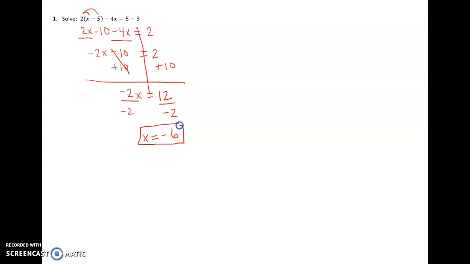So make sure you're taking time, give yourself space to write it out, and then watch when you're combining like terms on the same side.